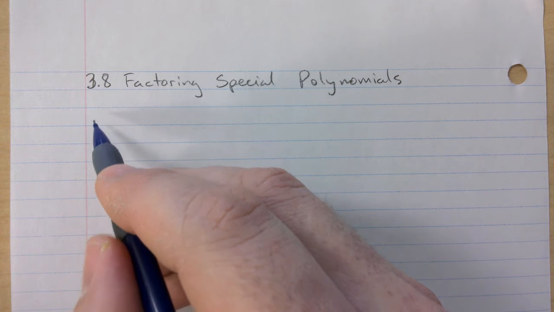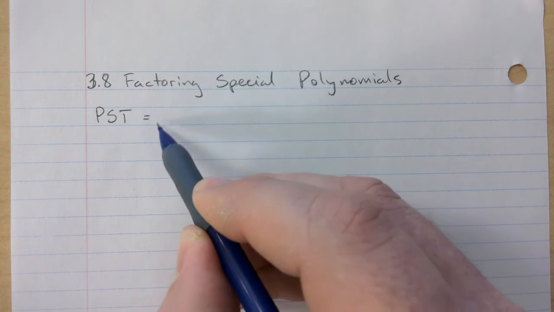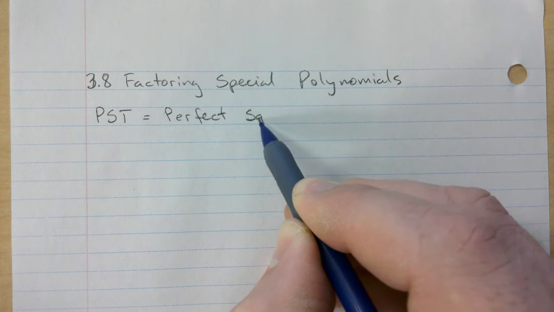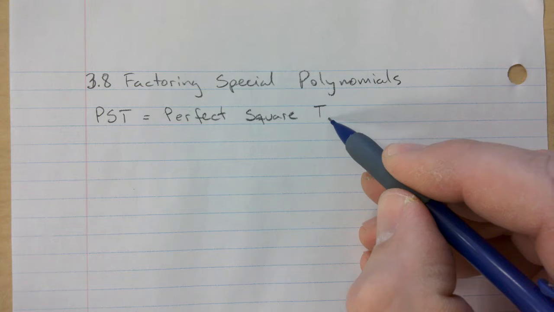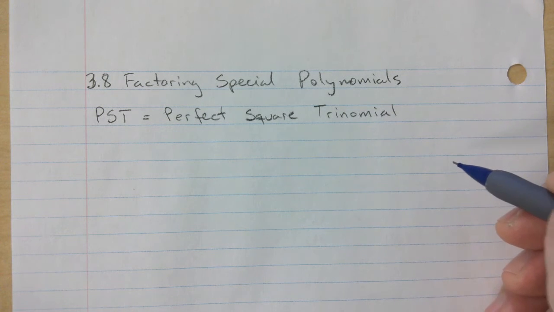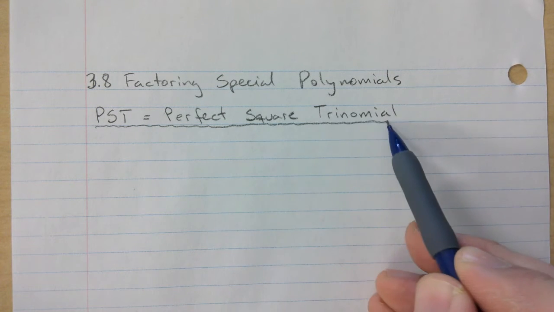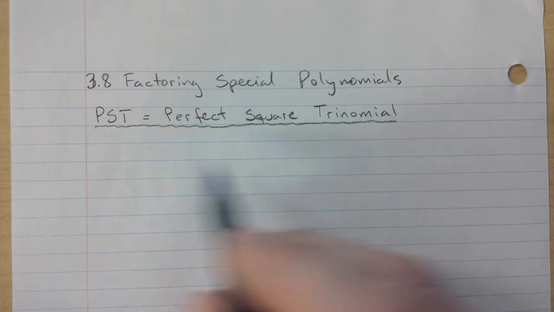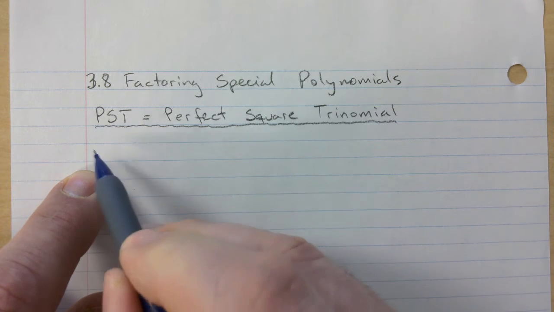And the first one is the PST, and it stands for perfect square trinomial. That's the first. There are two special polynomials. The first one is the PST, perfect square trinomial. And really, the name says it all, they're perfect squares.